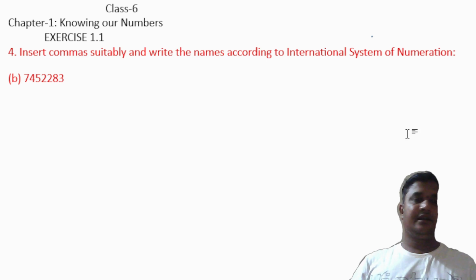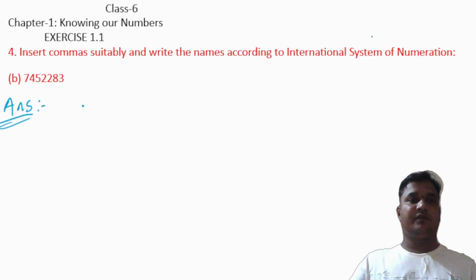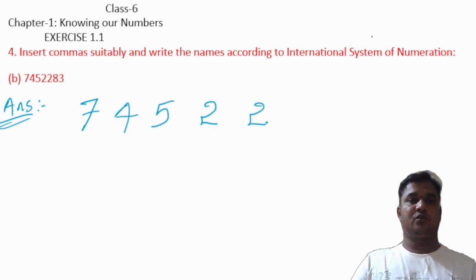Now similarly we will understand the next question. That is how to place the commas and how to write in words according to the international system. Firstly we will write the given question: 7 4 5 2 2 8 3. So now we will write the place values.